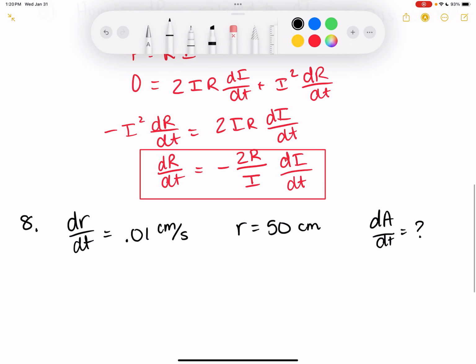So if I have a circular plate, the first thing I want to start out with is a formula, okay? So I'm thinking, what am I looking for? I'm looking for area, and I know I'm dealing with a circular plate, so I'm going to want the area of a circle. So what is the area of a circle? A equals pi r squared. Then I take the derivative: 2 pi r times dr. So dA/dt is equal to 2 pi r dr/dt.